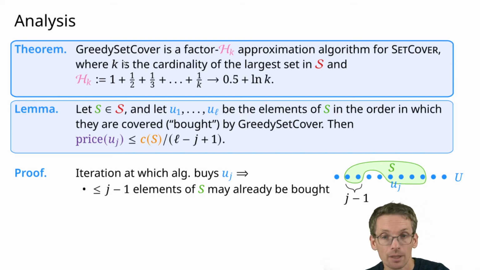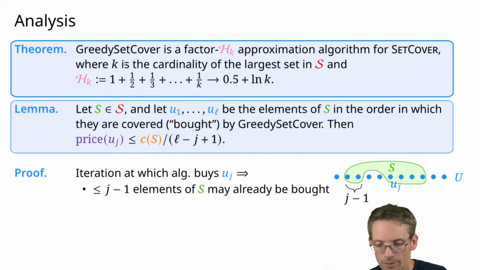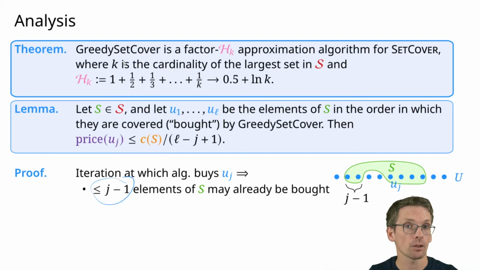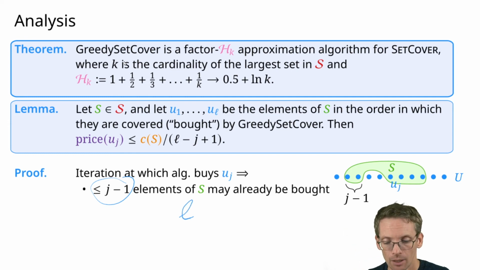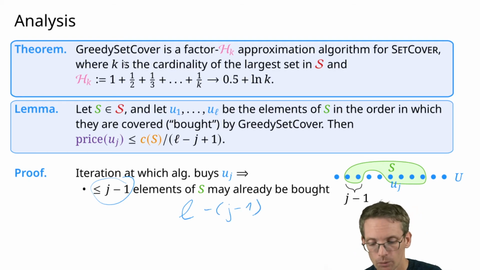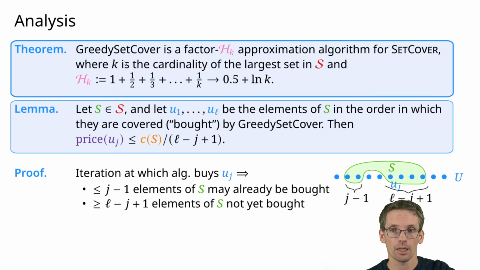So the only thing that could happen is that some other elements that come later are bought in the same iteration, but then the number of previously bought elements just goes down. So we have at most j minus 1 previously bought elements. That means that since we had L elements overall in the set S, at least L minus (j minus 1), which I can rewrite as L minus j plus 1, elements of S remain at this point in time. So we have at least L minus j plus 1 elements that haven't been bought yet.